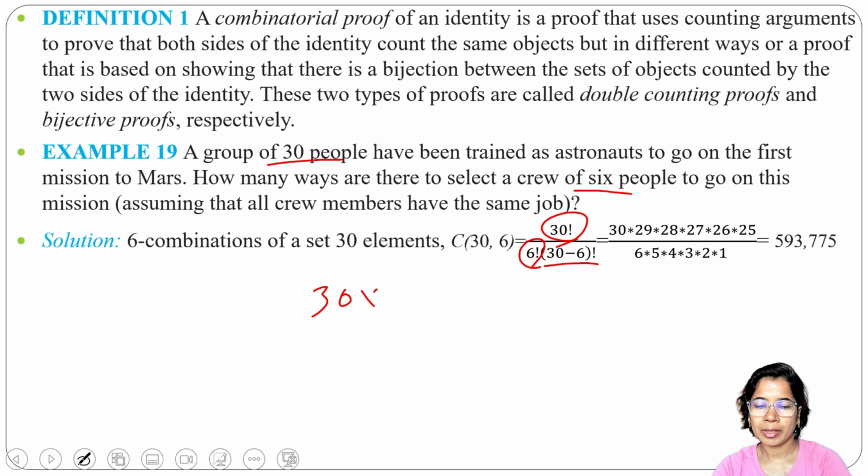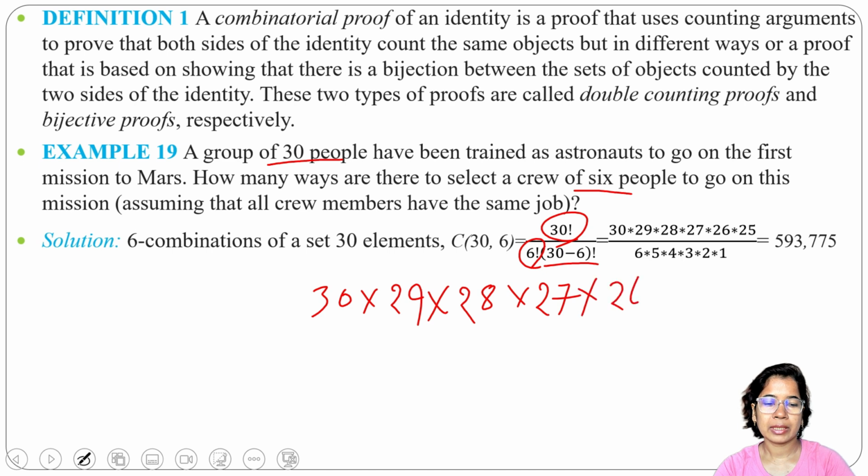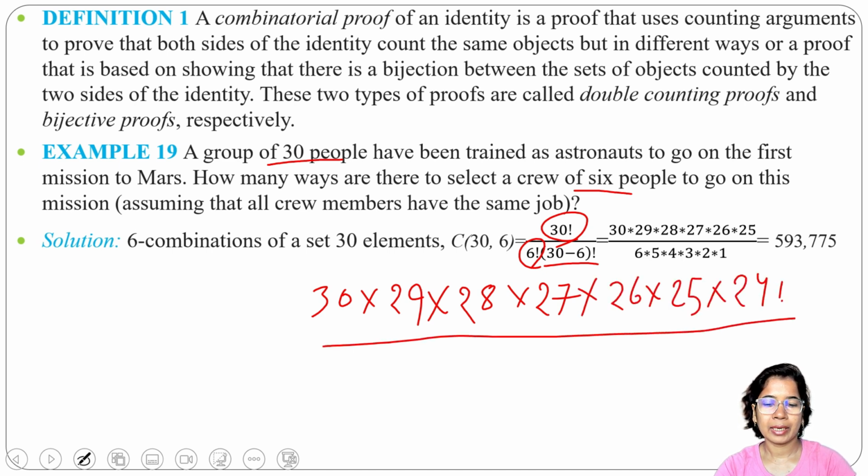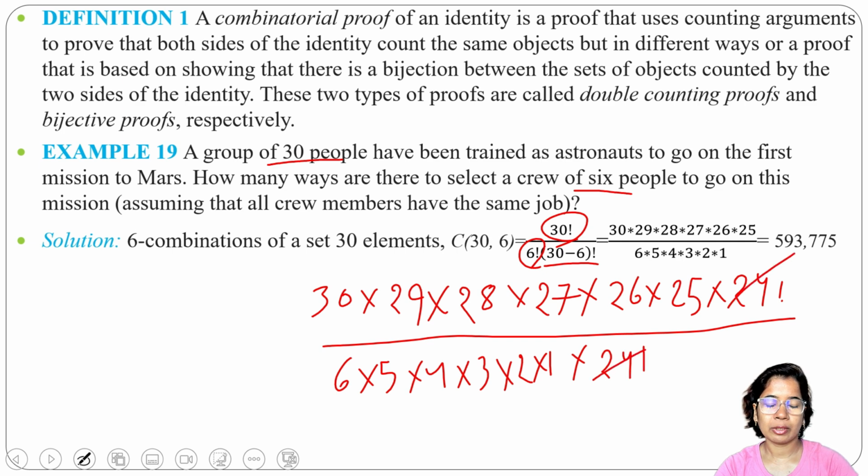It's 30 multiplied by 29 multiplied by 28 multiplied by 27, 26, 25, 24 factorial, divided by 6, 5, 4, 3, 2, 1 multiplied by 24 factorial. These two will be cancelled. After simplification of this, we'll get 593775. So this many ways we can choose 6 people from 30 people.